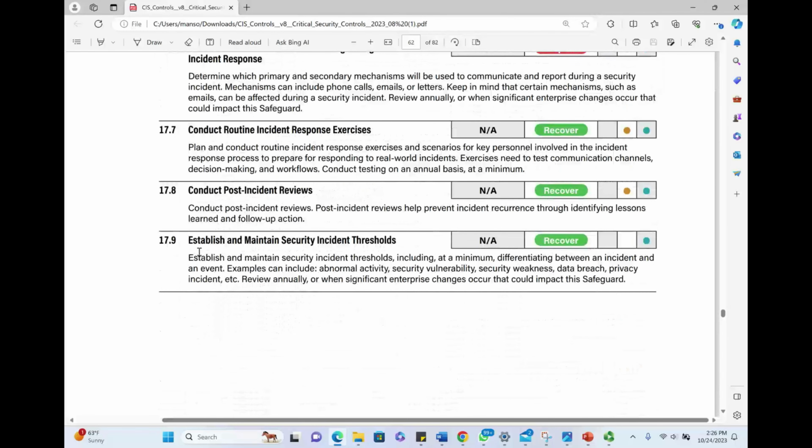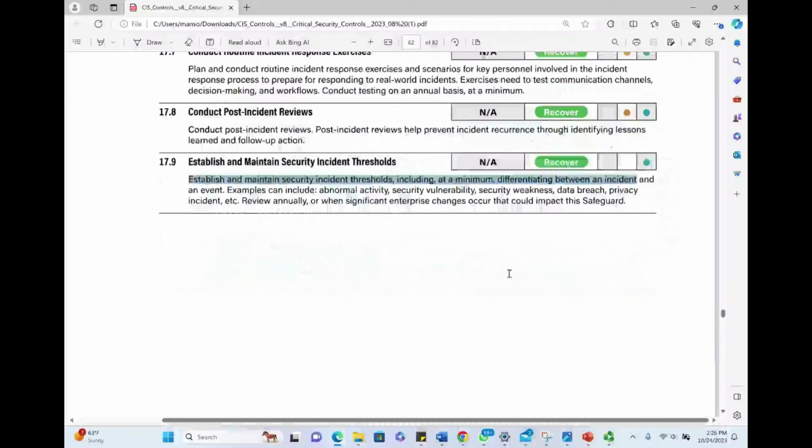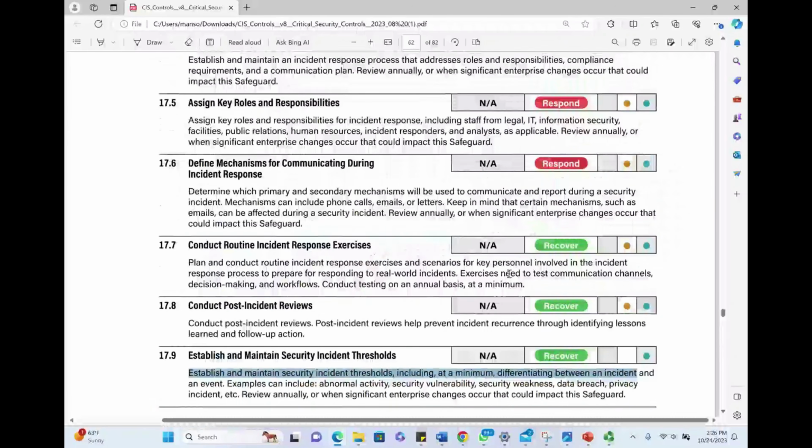And for IG3, you want to establish and maintain a security incident threshold. And this belongs to IG3 because it's the most advanced.